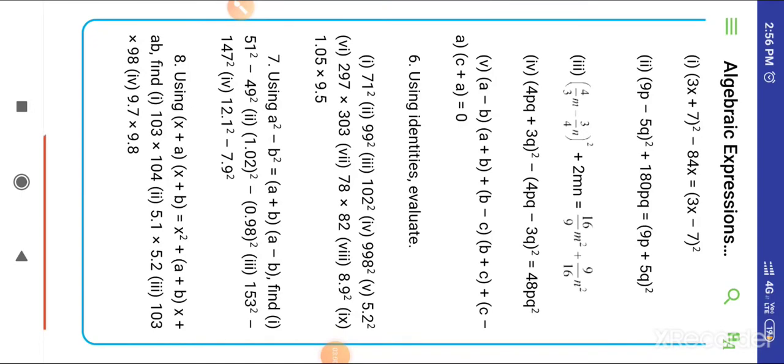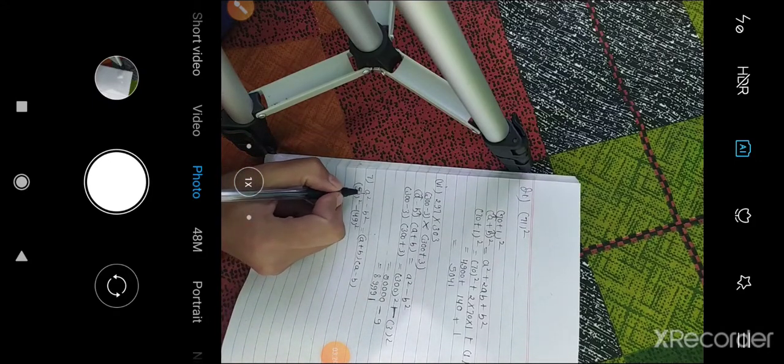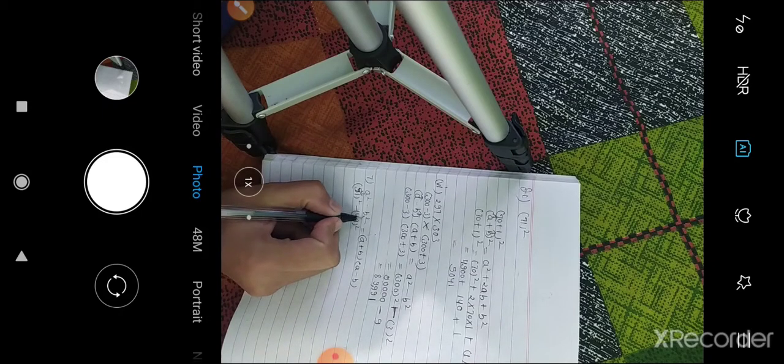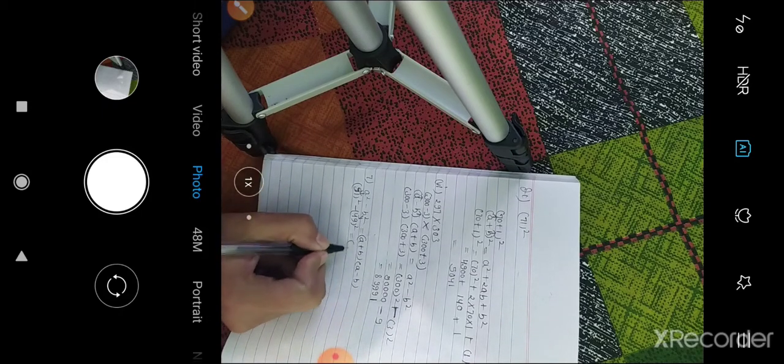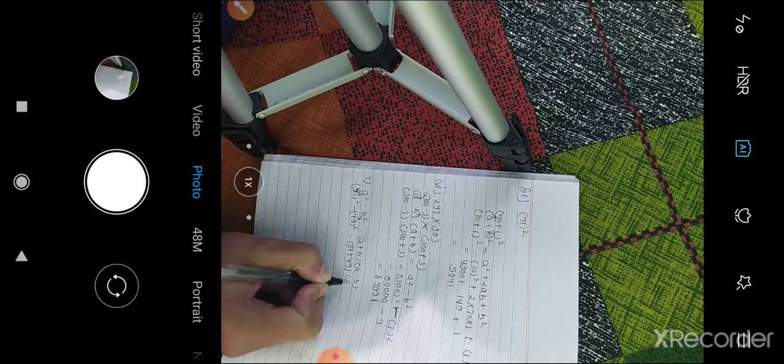Now move to the seventh question. The seventh question is: using a square minus b square is equal to (a plus b) multiplied by (a minus b), find out. The first part is 51 square minus 49 square. So students, it is clear from the question that in place of a we can write 51 and in place of b we can write 49. After substituting its values in our identity we have 51 plus 49 and 51 minus 49.